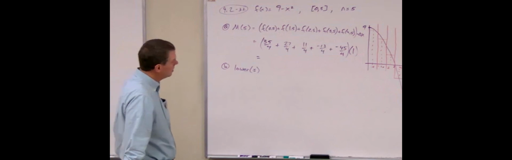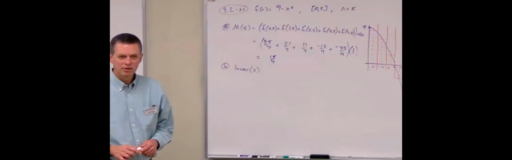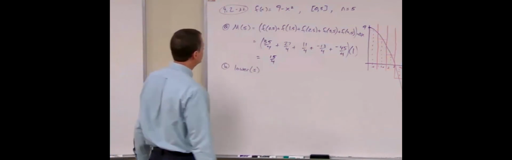Delta x is 1. Whatever that comes up to be. Did I do that right then? 36/4 minus 81/4, that's -45/4. I got that right. So add those up, you get 15/4. Okay, 15/4 is what I got for the midpoint sum.